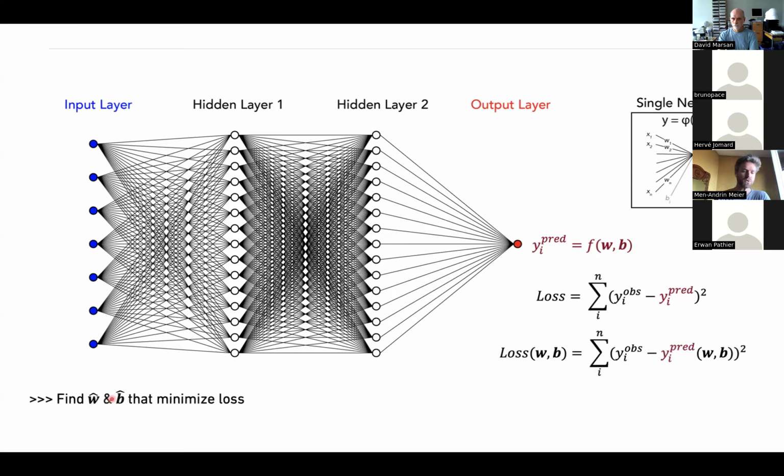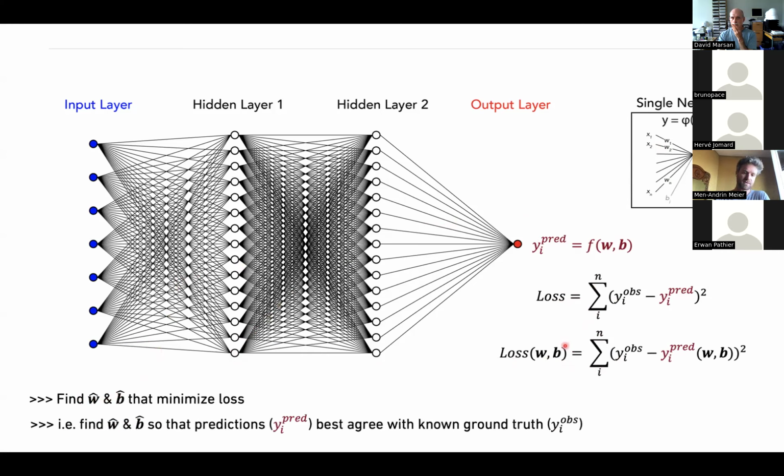Exactly. So what we want to do is we want to find all the weights of the model, so these W's, and the biases that minimize this cumulative loss function. Or in other words, we want to find the weights and the biases so that the predictions of the model that come out at the end best agree with the known ground truth, which is the true label, for example, that it is a P wave. And these types of networks are often called multi-layer perceptrons.